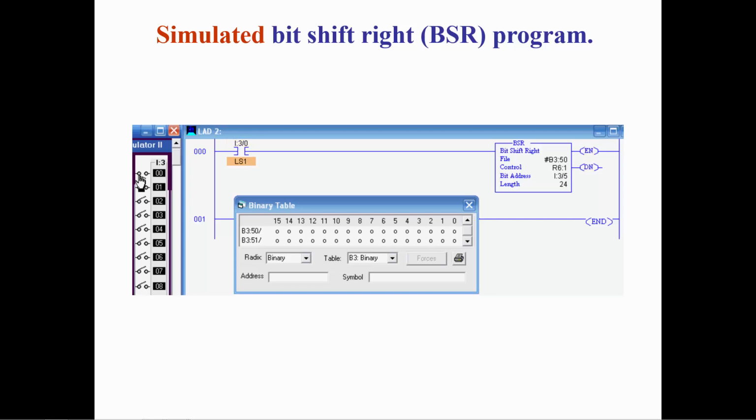Next, we will enter a single 1 into the bit shift register and observe it shift to the right through the register.